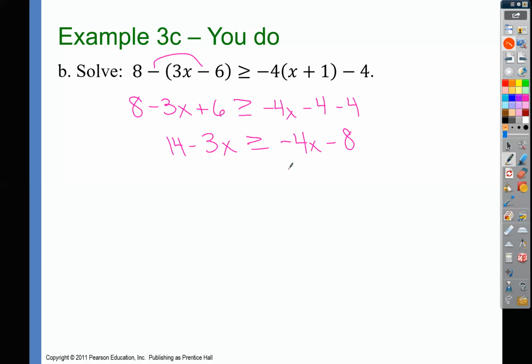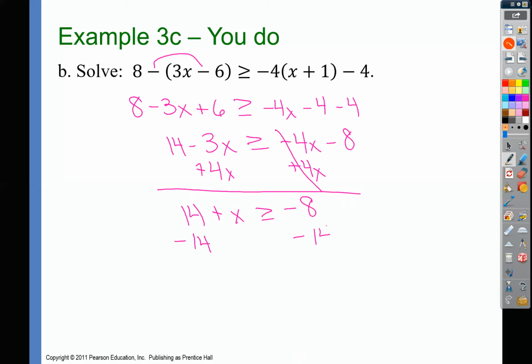Okay, so we're going to combine like terms. So I'm going to add the 4x to both sides to keep a positive variable. So you have 14 plus 1x is greater than or equal to negative 8. Subtract 14 on both sides, and you get x is greater than or equal to negative 22.